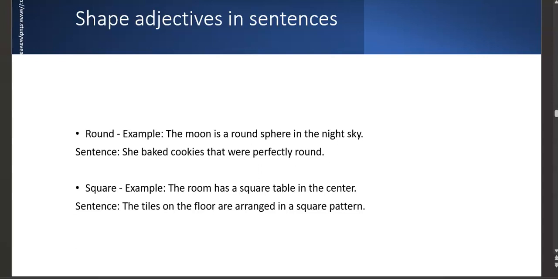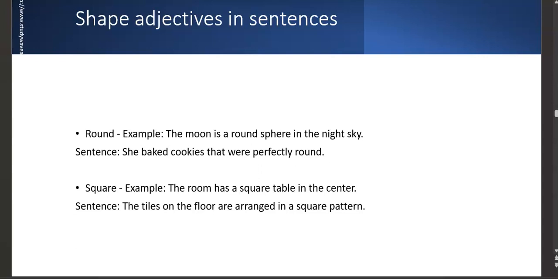So I'm going to be giving you a shape, and after giving you this shape, I give examples in sentences, so we can understand how to use them in our day-to-day activity and whatever we do. Okay, so the shape adjectives in sentences. I'm talking about the first shape here, round. The moon is a round sphere in the night sky. She baked cookies that were perfectly round.